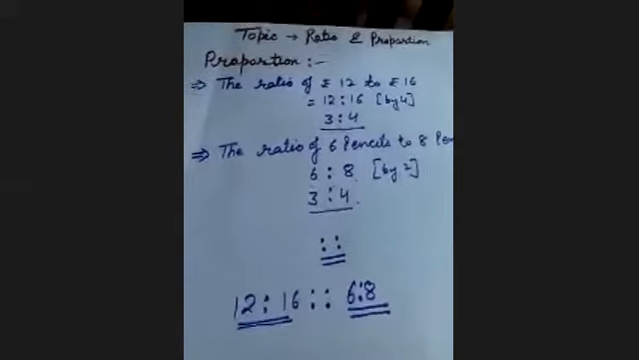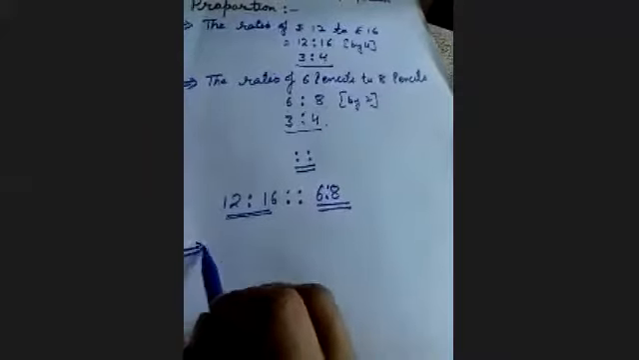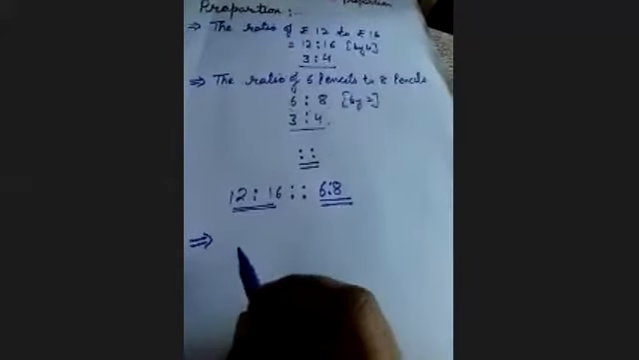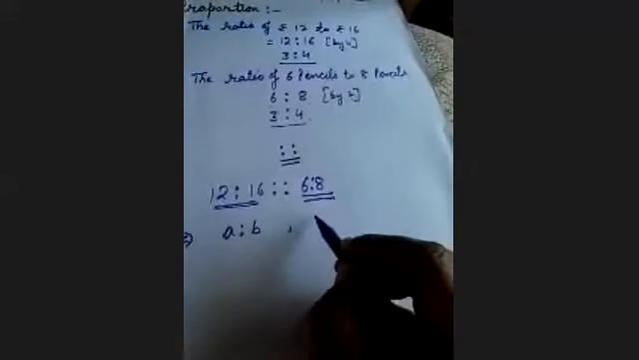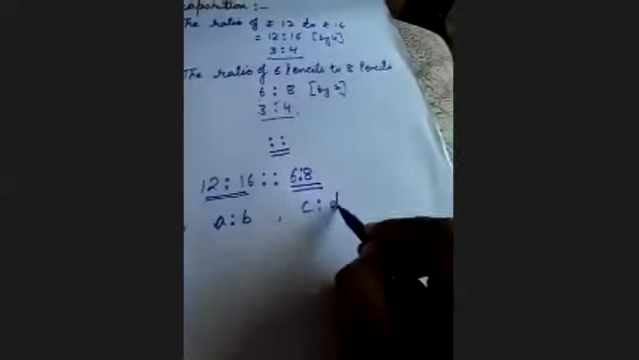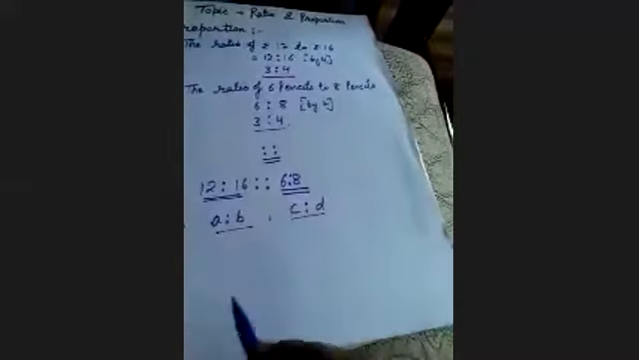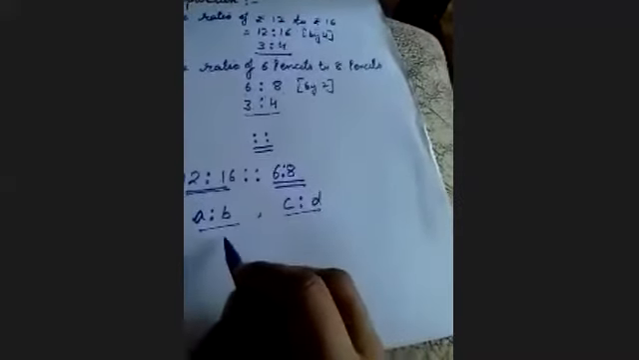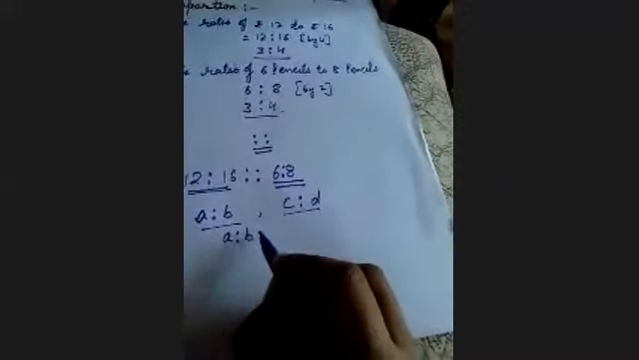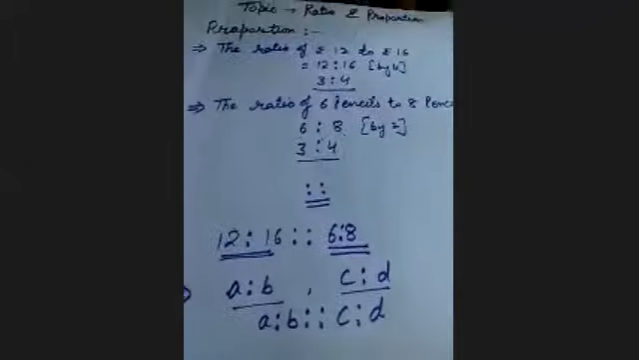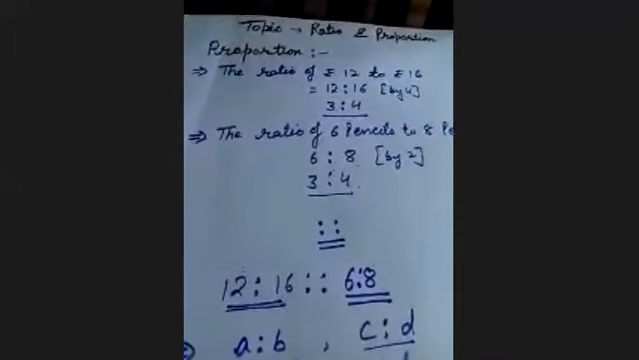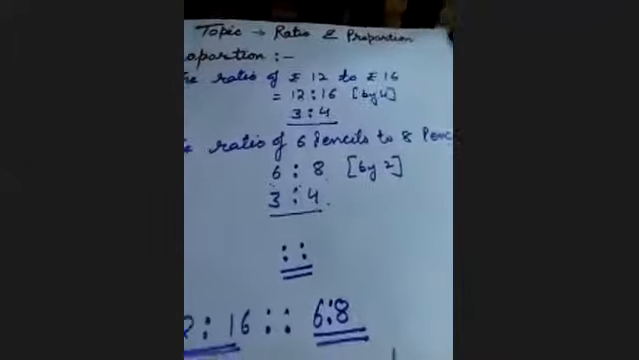Clear, students? Now, in simple words, we have two ratios, A ratio B, and second is C ratio D. Now write these two ratios are in proportion. We will write A ratio B, then put proportion, C ratio D. Clear, students?